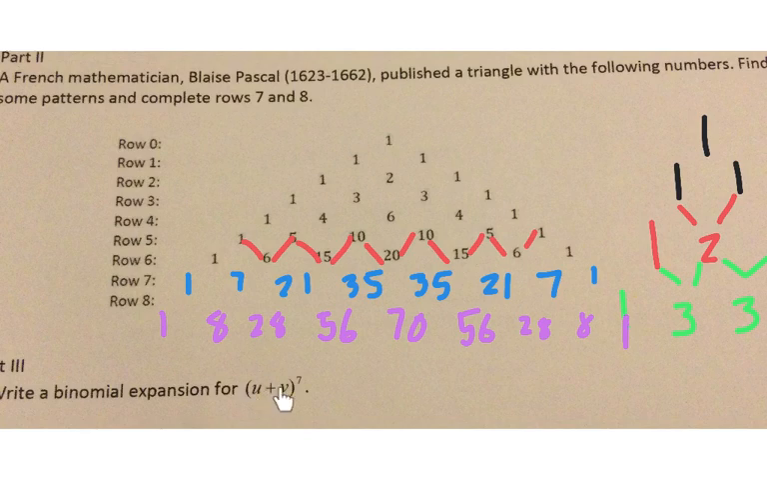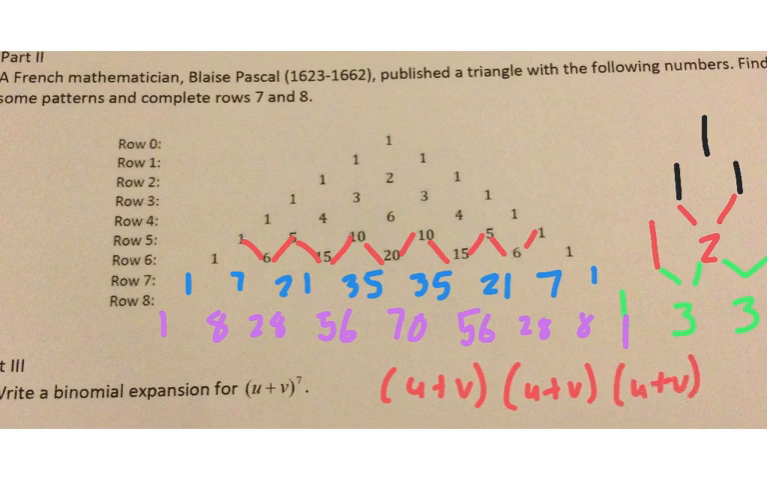So here, if I'm looking at u plus v to the 7th, I go to the 7th row. It has 1, 2, 3, 4, 5, 6, 7, 8 terms. And so instead of having to actually distribute out, because again, think about what we're doing. u plus v to the 7th would be u plus v times u plus v times u plus v, and so on. So I've got 7 parentheses, and I'd have to distribute each time. Just think about how much time that would take.